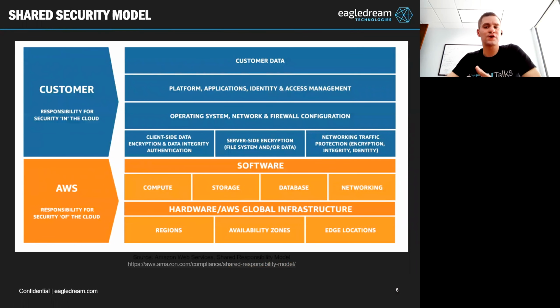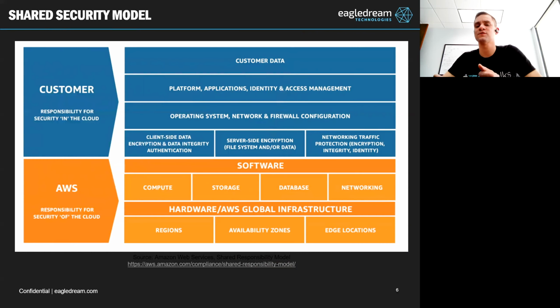I want to touch on security too, because I think this is really important as it relates to the cloud. We hear a lot about public cloud being inherently insecure, which is just not true. So AWS really defines what it means to be secure in the cloud and whose responsibility is for each piece of the stack. For example, AWS is responsible for the global infrastructure that we talked about earlier.